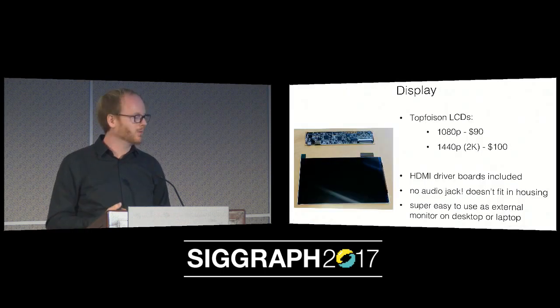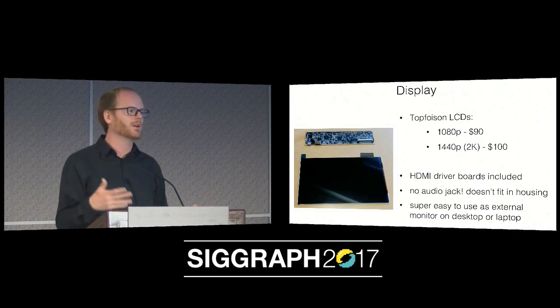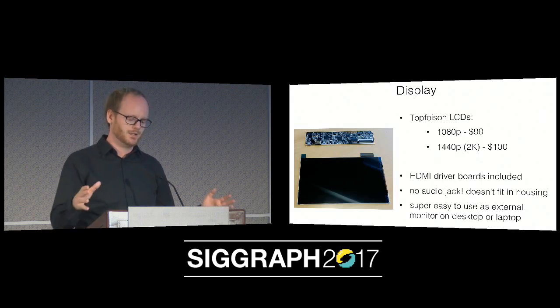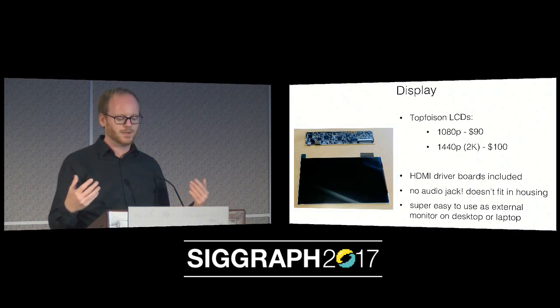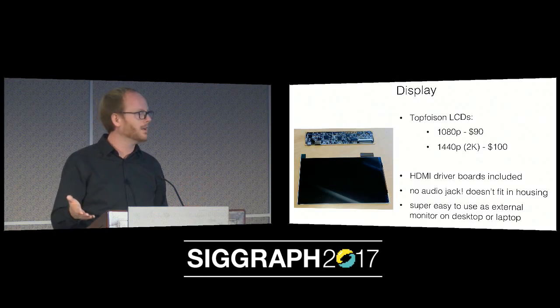The LCDs we're working with are from Top Foy Zone. That's a Chinese company in Shenzhen. We found them somewhere on Alibaba, and everybody who's contacted them has been able to order these kits. The LCDs come either in 1080p, so that's 1920 by 1080 resolution, for $90, or in the 2K version for $100. And that already includes the HDMI driver board.